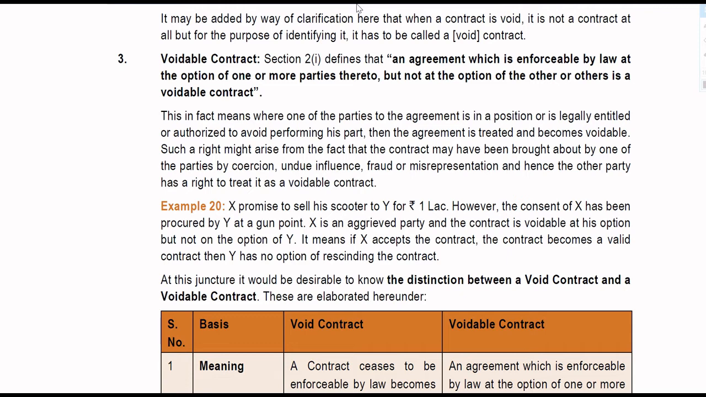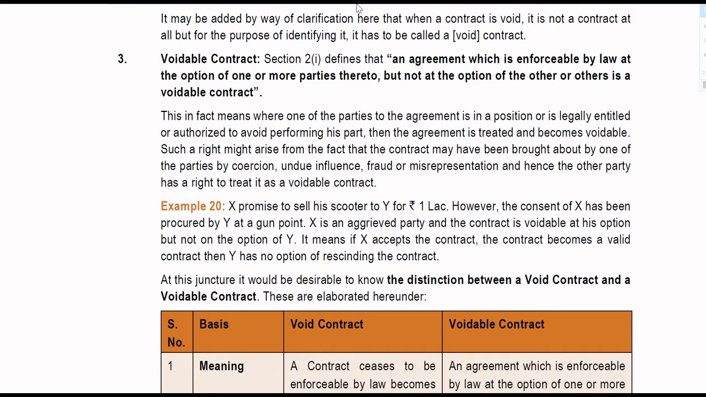Example: X promises to sell his scooter to Y for 1 lakh. However, the consent of X has been procured by Y at gunpoint. X is the aggrieved party and the contract is voidable at his option but not at the option of Y. It means if X accepts, the contract becomes a valid contract. Then Y has no option of avoiding the contract.